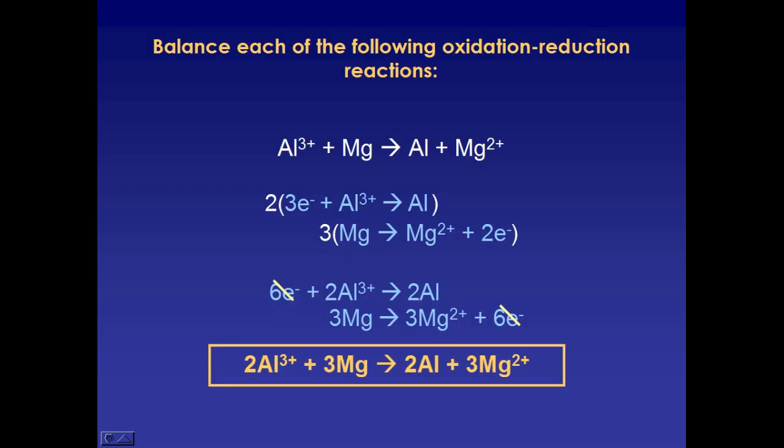So because aluminum gained electrons, it would have been at the red terminal. It would have been undergoing reduction, so it was at the cathode. Magnesium was losing electrons, so it would have been at the black terminal. It would have been undergoing oxidation. Okay.